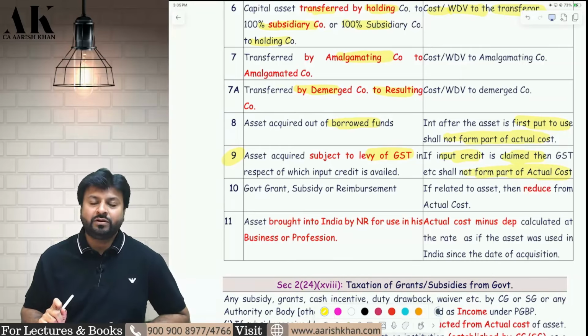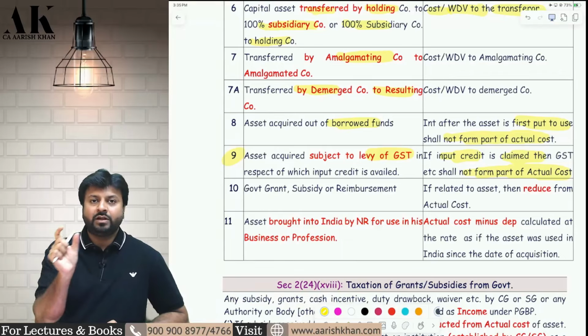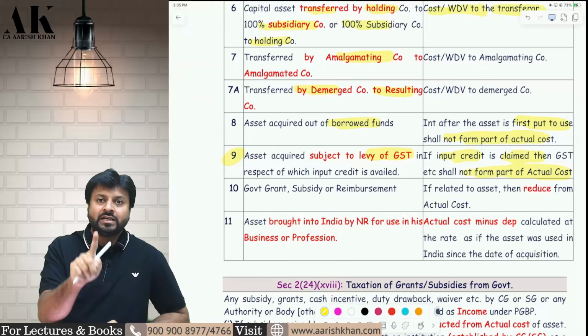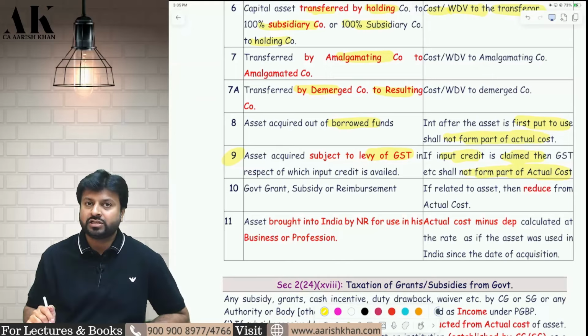I purchased a mobile phone of 1 lakh rupees on which 20,000 rupees is GST, for example. So if I have claimed that 20,000 rupees GST as an input credit, then on that 20,000 I cannot claim depreciation under the income tax law. I hope it is clear to all of you.